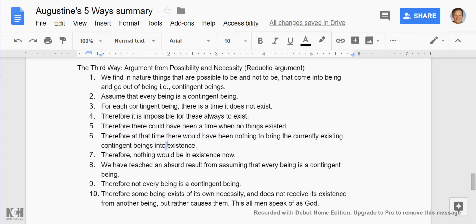So therefore, at the time, there would have been nothing to bring the currently existing contingent beings into existence. So, because everything depends on the right circumstances coming together in order to produce something, we've got a bit of an issue because obviously those circumstances weren't there when there was nothing. Therefore, if that was the case, nothing would exist now. So, this is what's really clever about this argument. Let's go into some logic, and I'll stop in 1 minute.